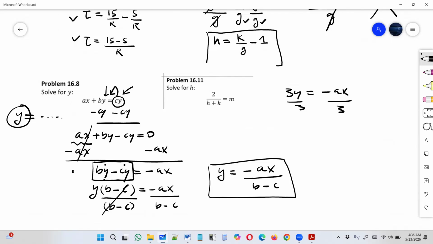Okay? So this is an important problem because it may happen that I may have an equation where I have two or more occurrences of the variable I'm solving for. And if that happens, you always must factor that variable at the end in order to get an answer. Okay, so this is how you solve literal equations.